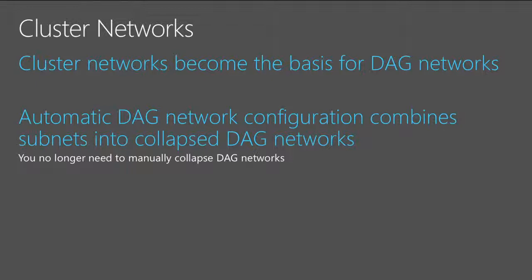And in Exchange 2010, you had to go through and say, okay, I shouldn't have 4 DAG networks, I should have 2. These 2 subnets can communicate with each other. These 2 subnets can communicate with each other. So now I'm telling Exchange that there is a direct relationship between those networks.